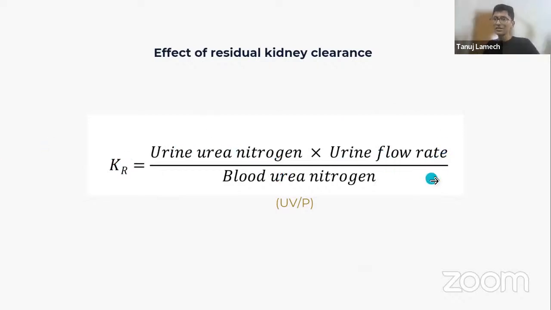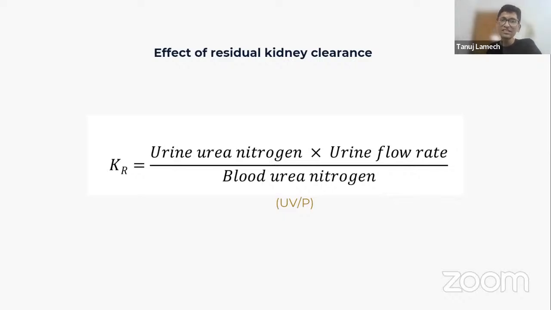So 24 hours, he's got 2 liters, meaning how many ml per minute has he been making. So you can do that calculation. And you measure the blood urea level at that time. So this is basically UV by P. So U divided by P into V. V is the urine flow rate. So this is how you calculate the residual kidney clearance.